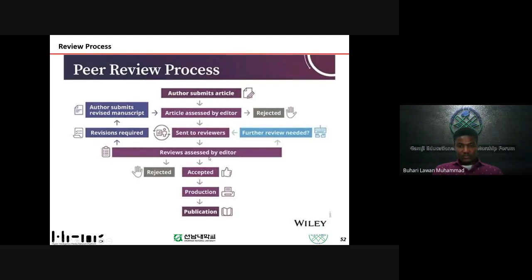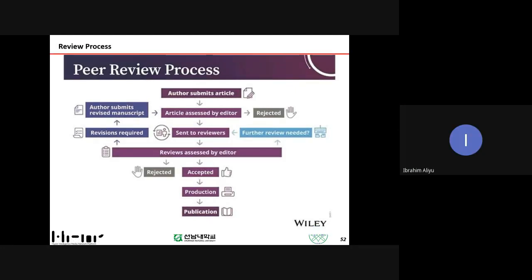Okay. So in the peer review process, the author submits the article. The article is first received by the article editor, which could be an admin officer who checks for formatting and referencing. Then if it is okay, he sends it to the editor, an academician or a professor who has been assigned to be the editor.